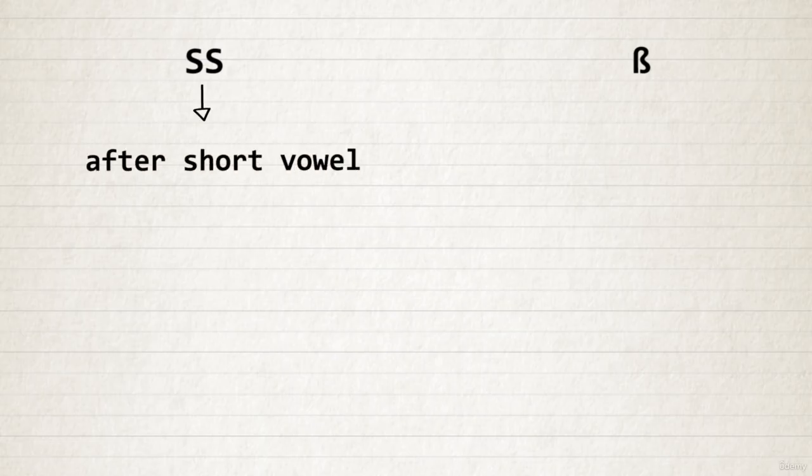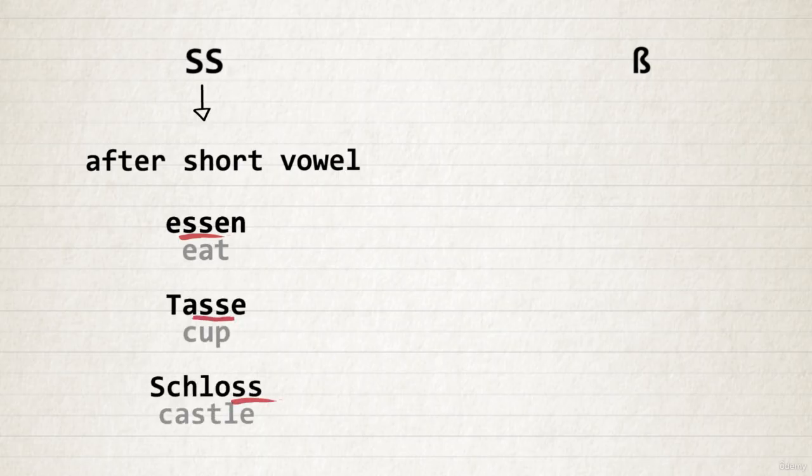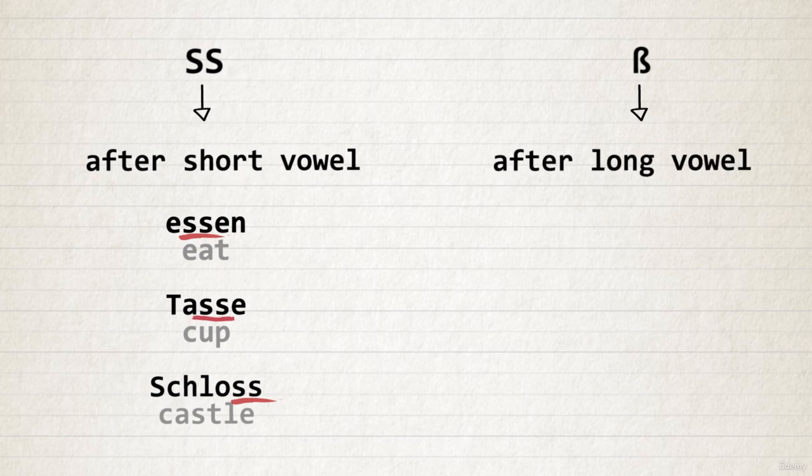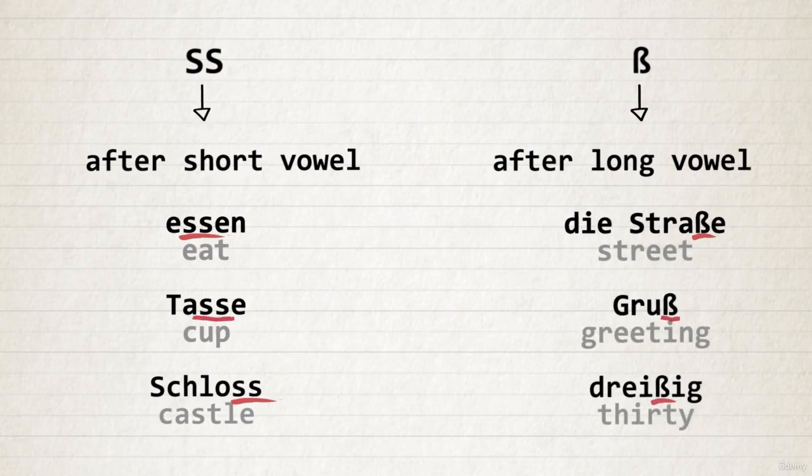Remember how we said that a double consonant makes a word a little bit faster? The same is with a double S, like for example in Essen, Tasse, or Schloss. The scharfe S, on the contrary, is big and slow, and it gets used after a long vowel, like for example in die Straße, or for example der Gruß, or another number that you will learn later, 30.